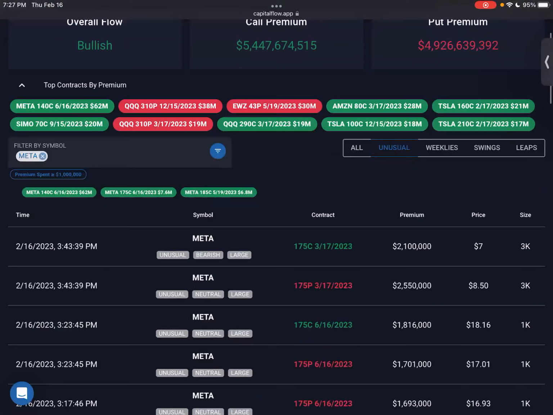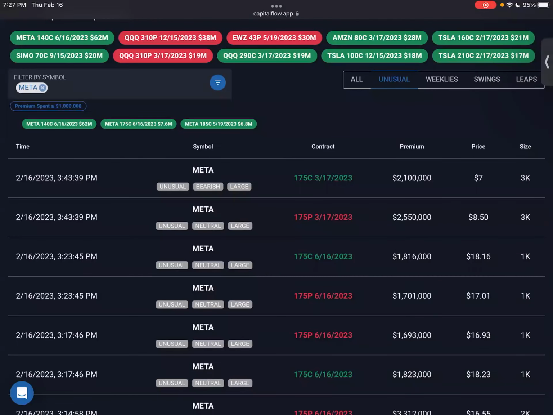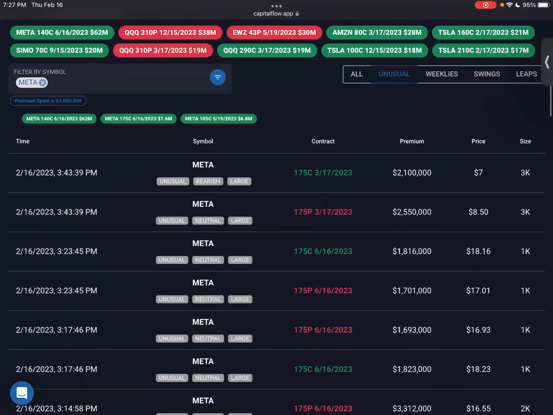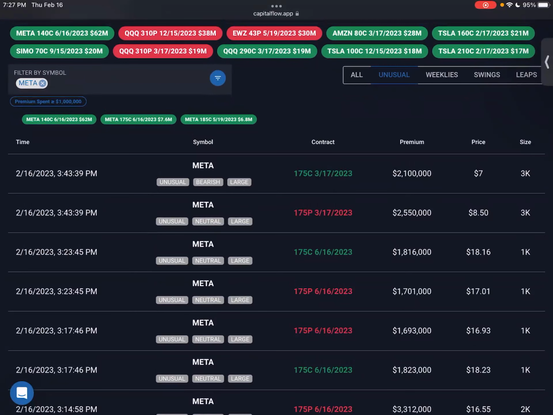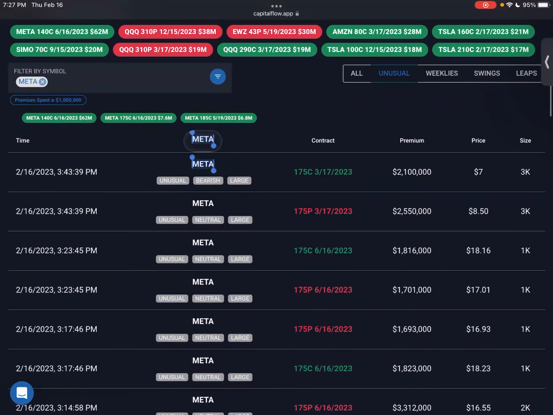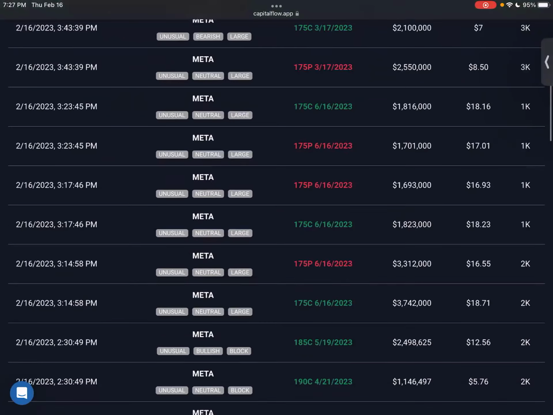And then finally, we have the unusual button. We actually just put this in, because people were asking about this. So keep this in mind. If you don't know what these unusual mean, say right here, where you see META, right below it, it says unusual. You get unusual, you get bearish, you get bullish, and then you're going to get large.